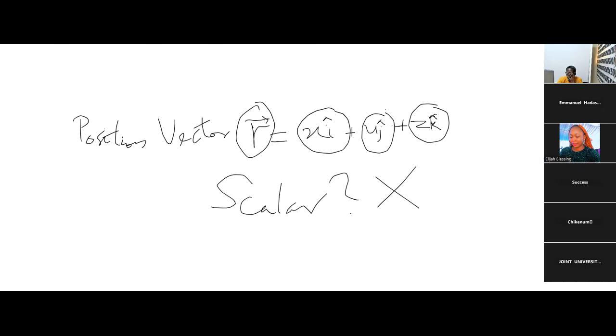The position vector, what value does it have for us? Does it have any value or not? Every position vector is doing something, and what it does is that it describes the position of a particle in a space. Every position vector describes the position of a particle in a space.